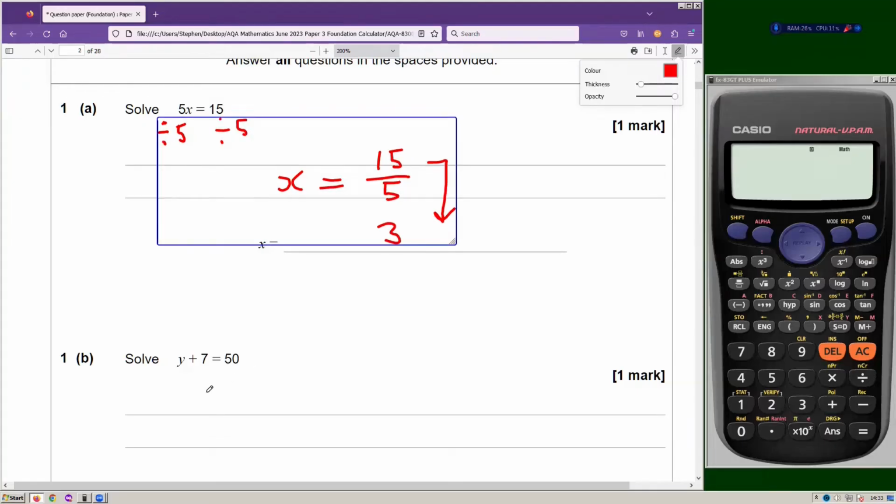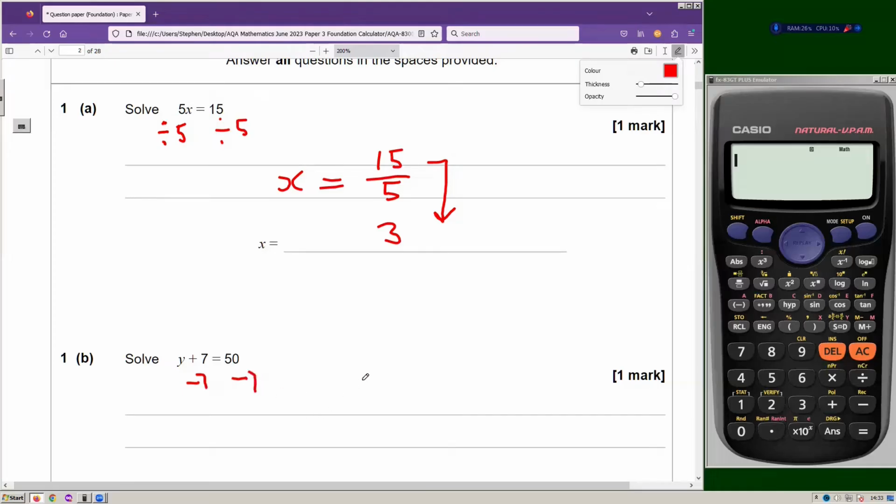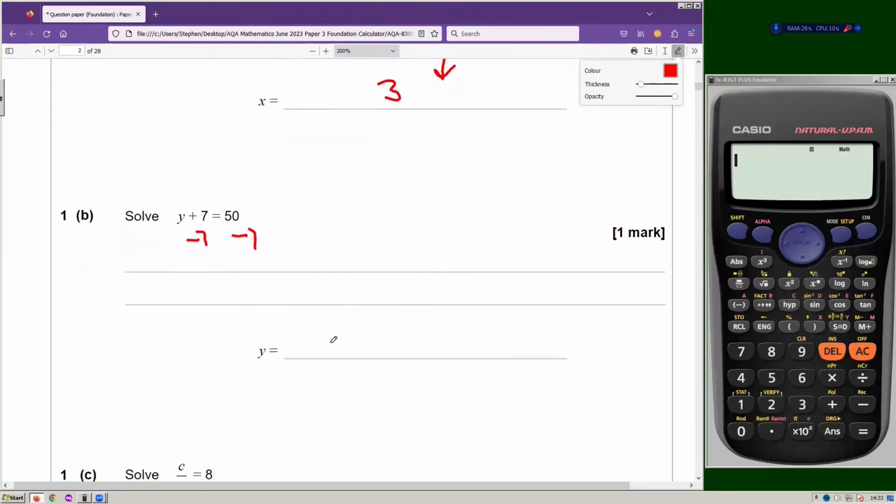Now we've got solve y plus 7 equals 50. Well, we minus 7 from both sides. Minus 7. So our answer is going to be 43.